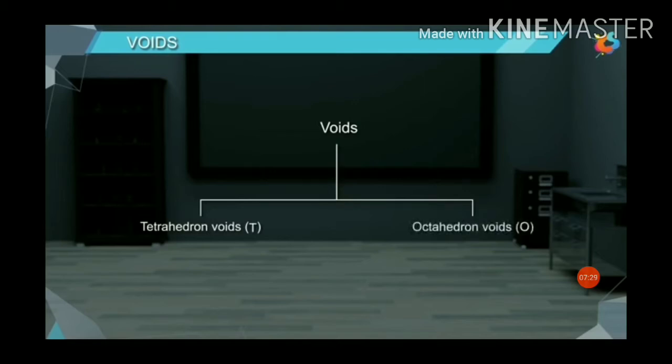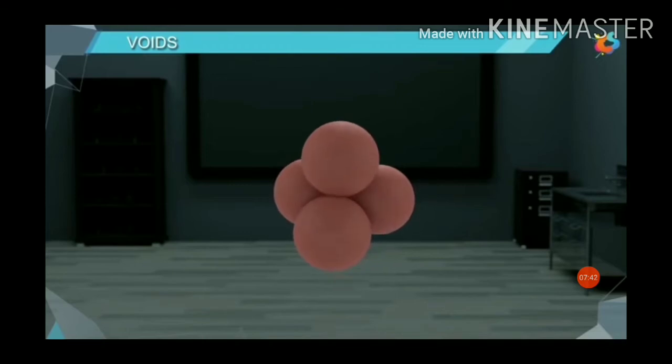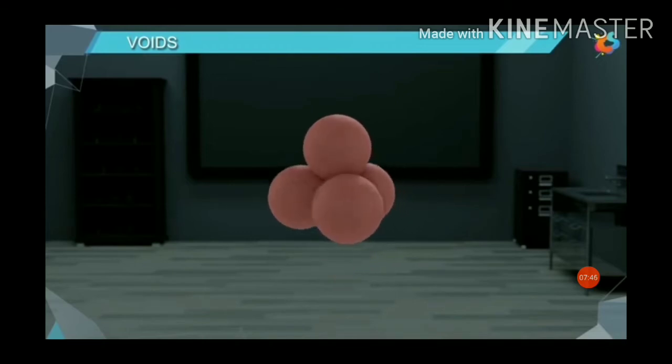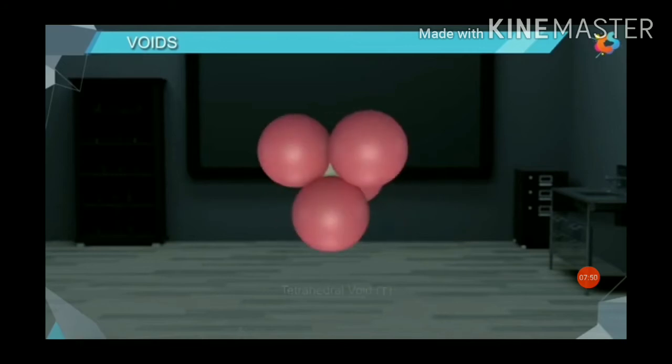So 2 types of voids are formed. The first one is known as tetrahedral void. Why is it known as tetrahedral void? Because this void is covered by 4 neighboring particles. When the centers of these 4 spheres are joined, we get a regular tetrahedron. Hence this void is known as tetrahedral void.